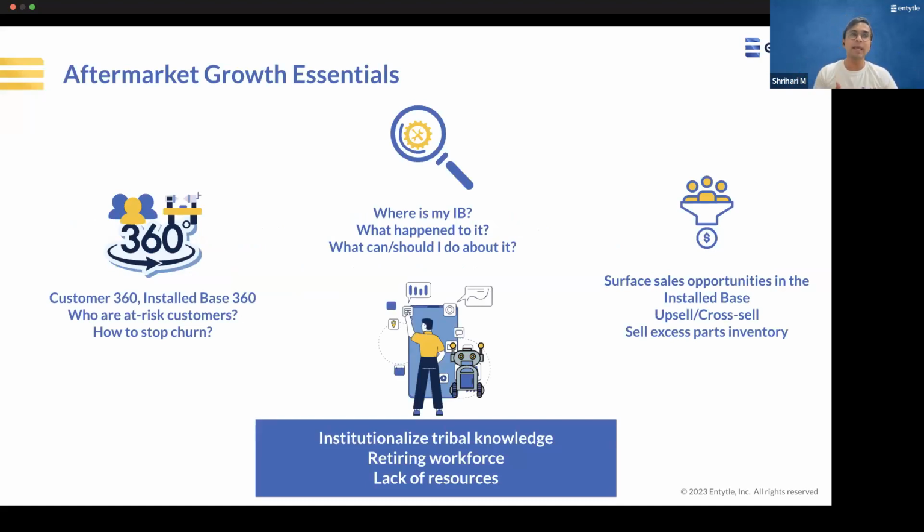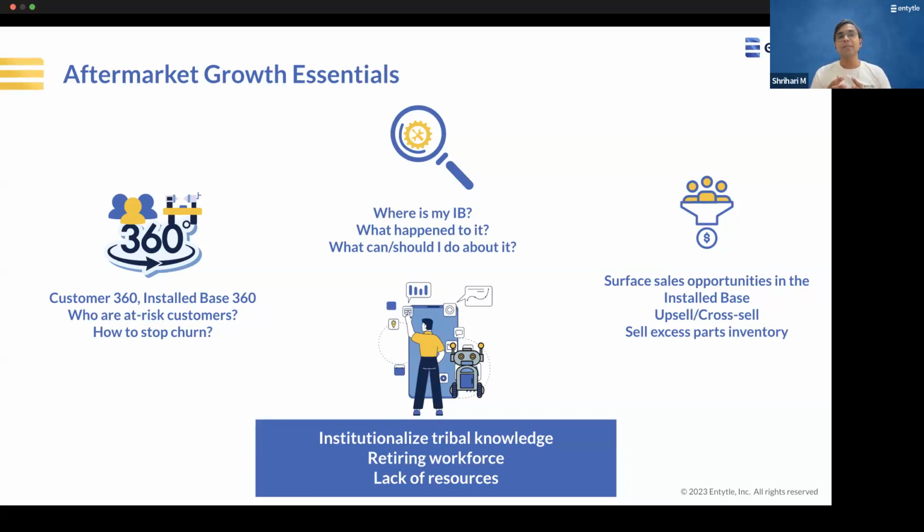step back and understand what business leaders would typically look for when they need aftermarket growth. When we talk about aftermarket, install base is the first thing that comes to mind. And for anyone to know what to sell, where to sell, how to sell, it's important to get a 360-degree view of their install base data, get a 360-degree view of the customers, identify the customers who are at risk, identify drifting customers, arrest the churn of your customers, even dive deeper into your install base to identify where your install base is, what has happened to it, do you need to take any proactive action on it, do you really have an excess inventory, or do you have a slow moving inventory, do you need to sell it?